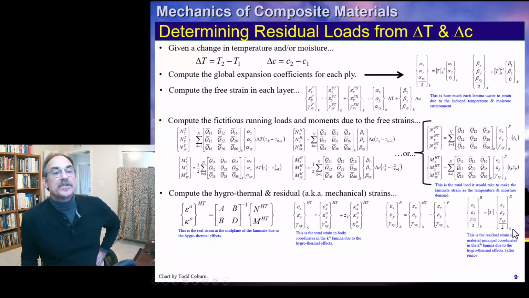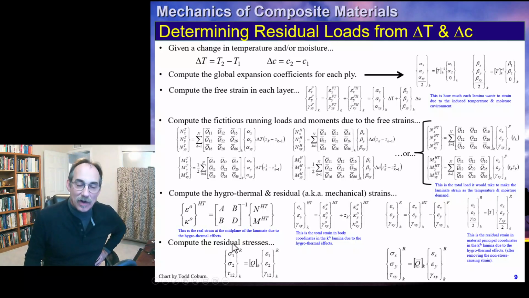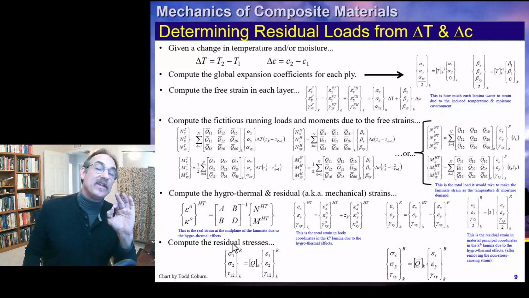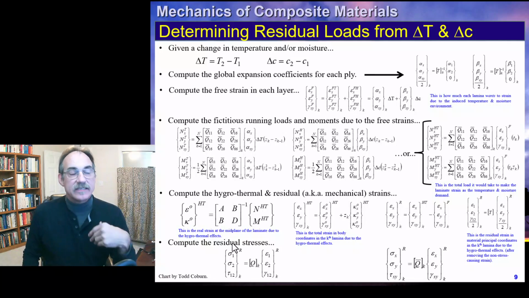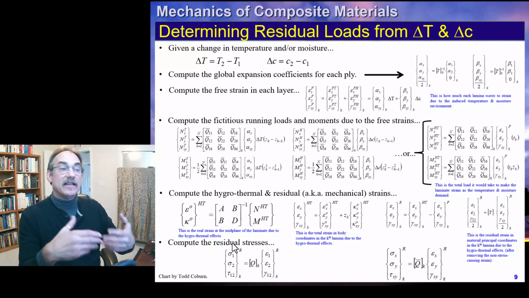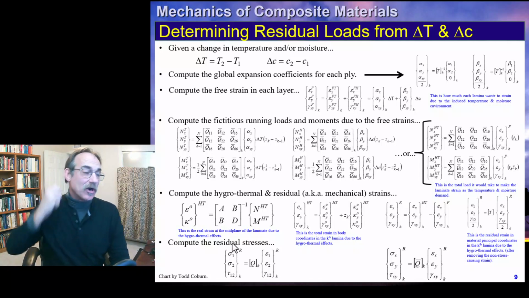This is the residual strain in material principal coordinates for the kth lamina due to the hydrothermal effects after removing our non-stress-causing strain. We're now ready to calculate the stresses that actually occur in the lamina. We call these residual stresses. Another name for these residual stresses and strains is mechanical strains. Some books call these the mechanical strains. I actually don't like that word. I like the term residual stress and strain better.